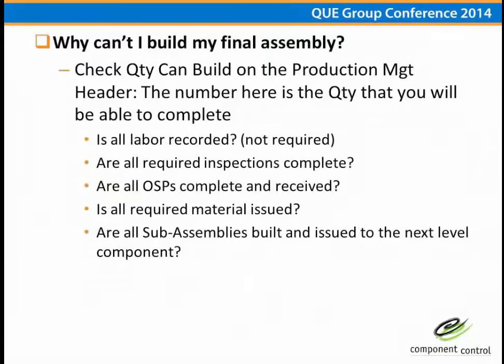And then, of course, is all material issued. So all of the material requirements on your bill of materials need to have the material reserved and issued to the manufacturing order. If it's not, you're not going to be allowed to build it.